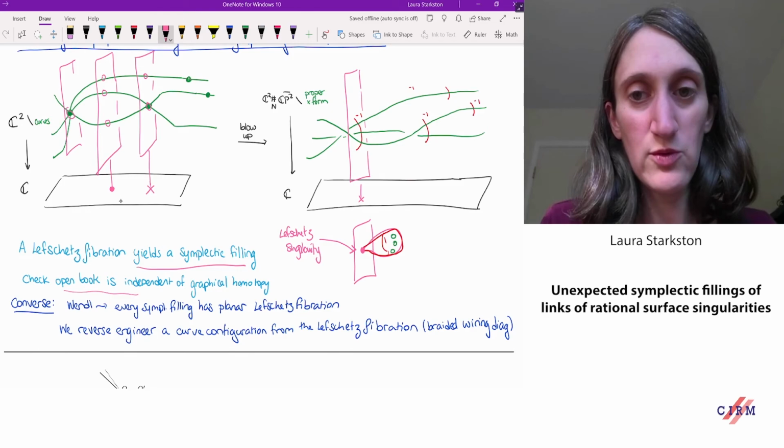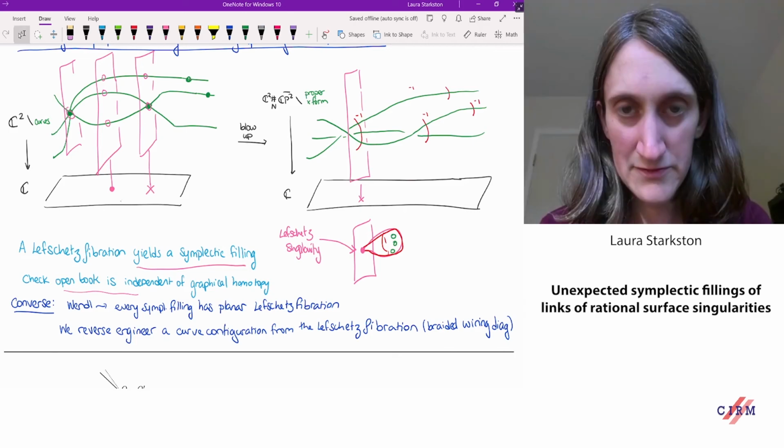I would like to know whether you have other examples outside these RFC singularities with these unexpected symplectic fillings.